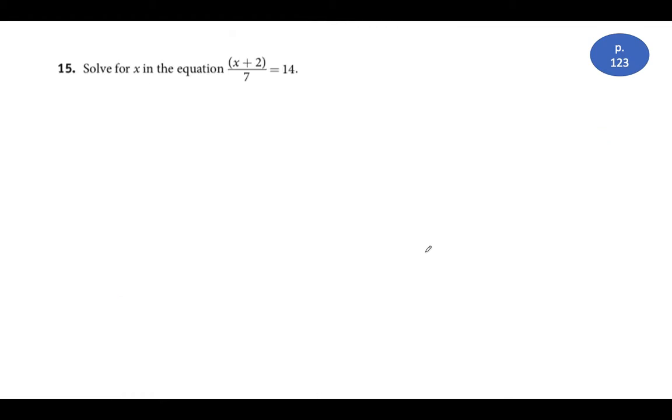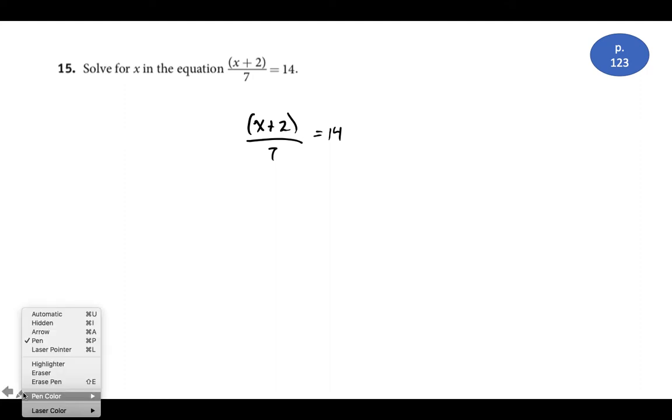All right. Let's take a look at this one. We're on page 123 now, problem number 15. Again, we have a fraction. And again, we are going to totally get rid of that fraction as our very first step. There is no problem that has a fraction in it that you can't use this trick on. It always works.